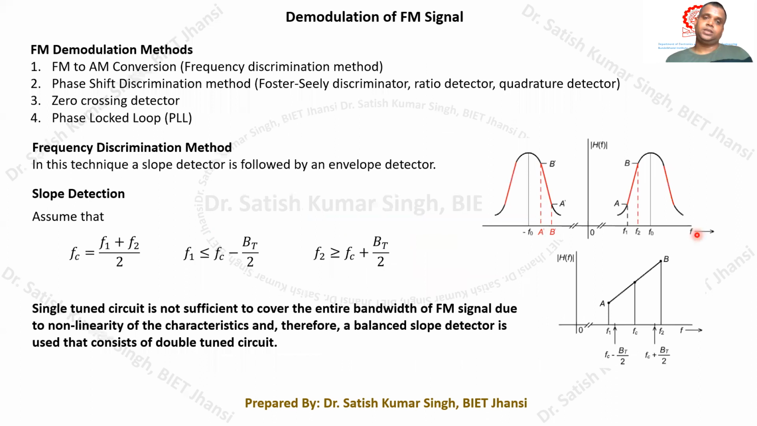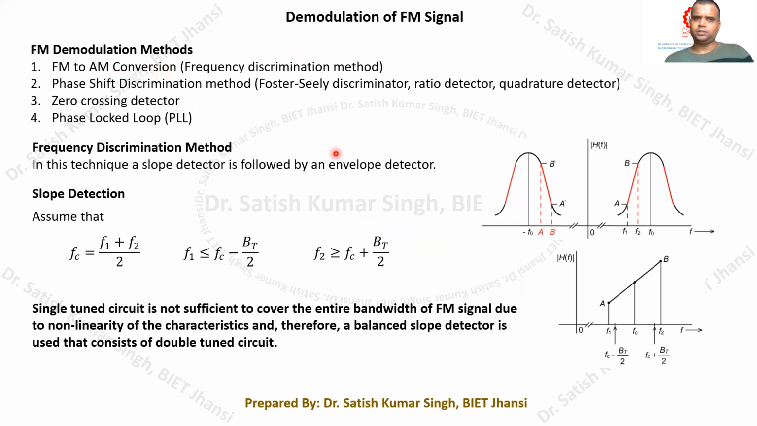Now we have to see there are several methods. First of all, FM demodulation has several methods. For example, the first method is one in which we have to convert FM to AM. Basically, FM to AM conversion means it is converting FM to both AM and FM. Remember that it should be converted not only to AM, but FM is going to be converted into an AM and FM modulated signal. Generally this method is called the frequency discrimination method.